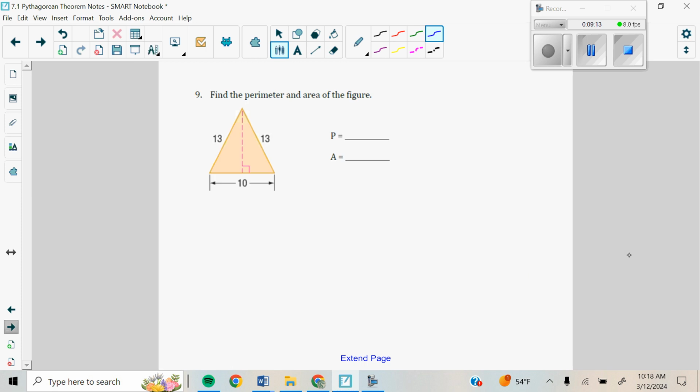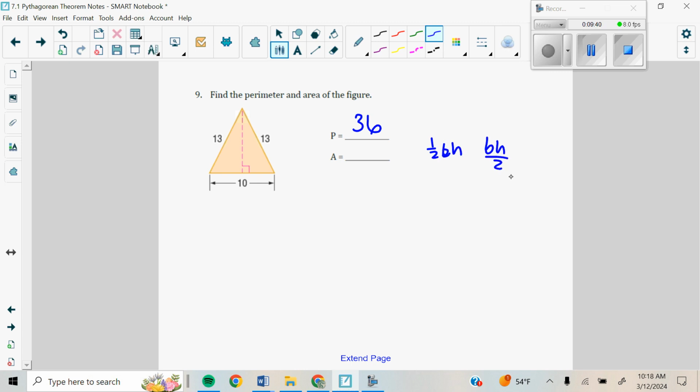All right, find the perimeter and the area of the figure. Just a reminder, perimeter is the measure all the way around the outside. We do have all of our information here for perimeter. We're going to take 13 plus 13 plus 10, and that's going to give us our perimeter of 36. Now the area formula for a triangle is 1/2 base times height, or base times height divided by 2.